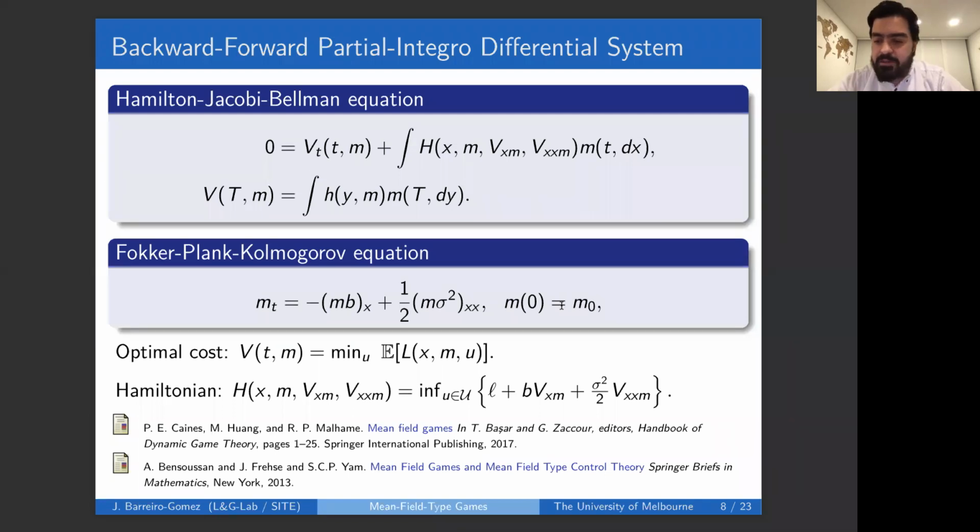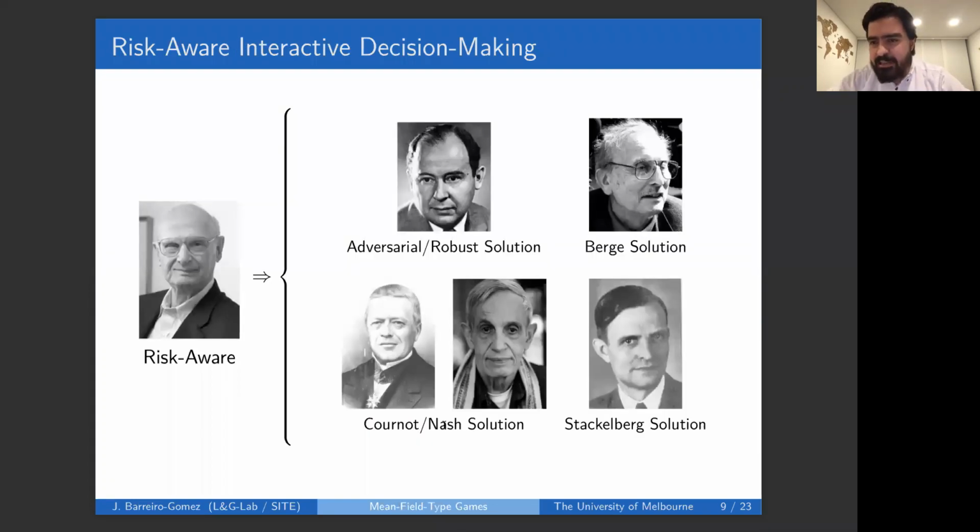And the main references for that are the ones in here. But I would like you to keep in mind this system, because I'm going to refer to it later on, because the idea is to solve these kind of problems in an easy way, avoiding to go over these PDEs. So what I presented before was related to control part, but now we want to have multiple decision makers. So we want to talk now about game theory.